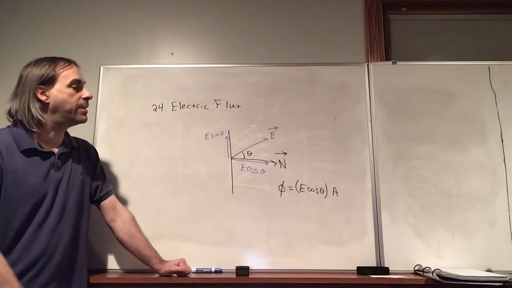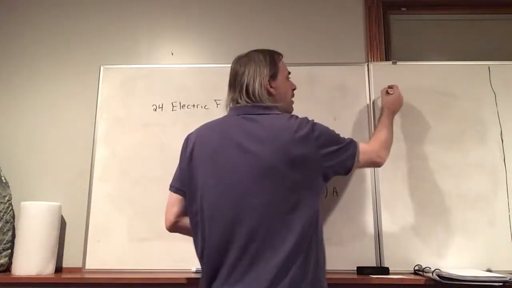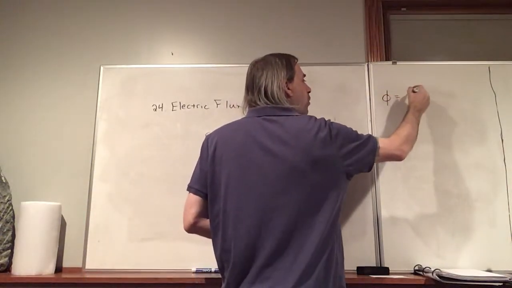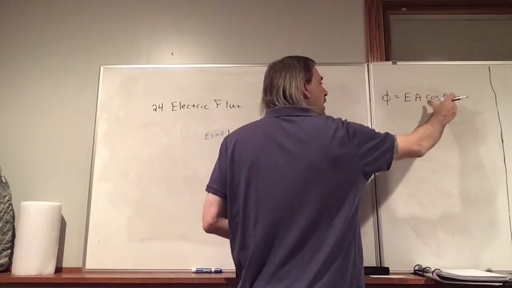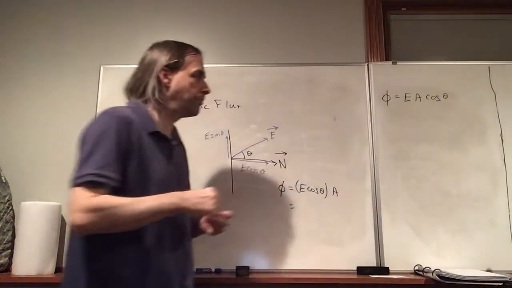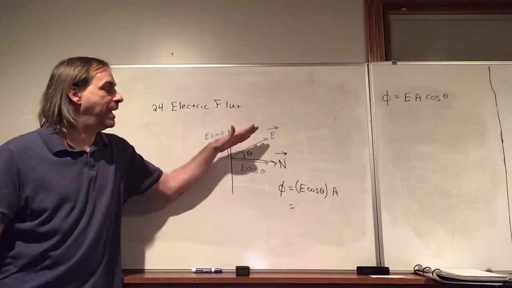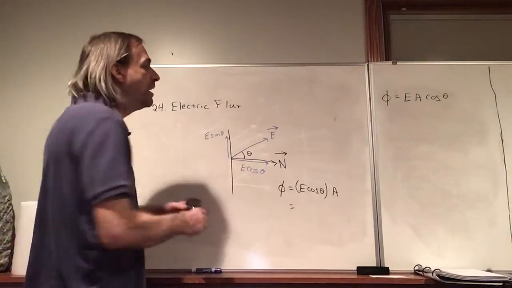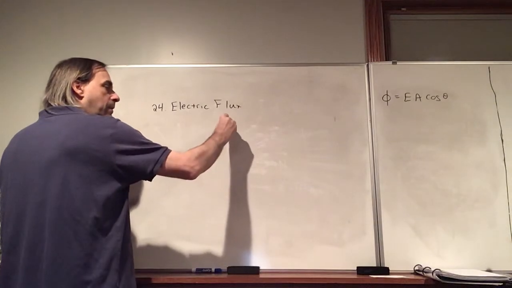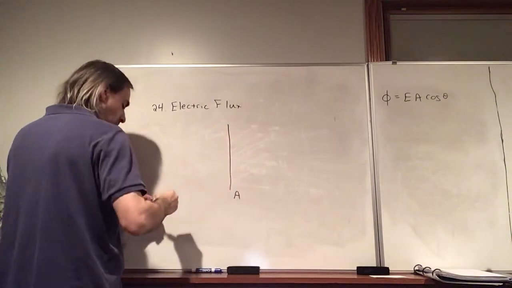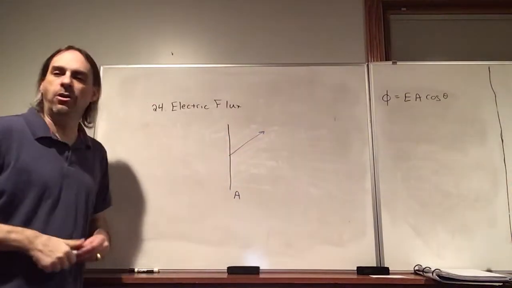So this is a more general case, so let me rewrite it here in its final form. So we have E A cosine theta. Now, it's very important that you know which angle you're talking about. That is the angle between the electric field and the normal vector. And the reason why you have to be careful about that is, let's say that you have an area and you have an electric field going through like this. What angle are you naturally going to think?